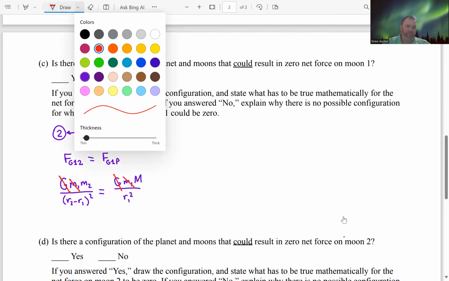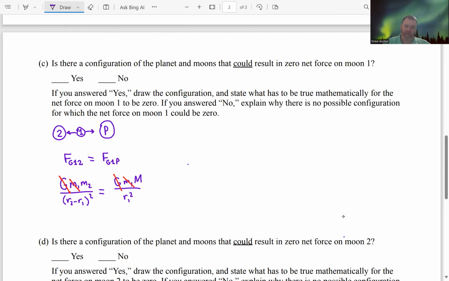It is possible that if this were a multiple choice question, they might give it to you as a ratio of masses, in which case maybe rearranging this to get something like M2 over big M. I'm bringing this big M down to the denominator, and bringing this term up to the numerator. That's equal to R2 minus R1 squared over R1 squared. So, yes.